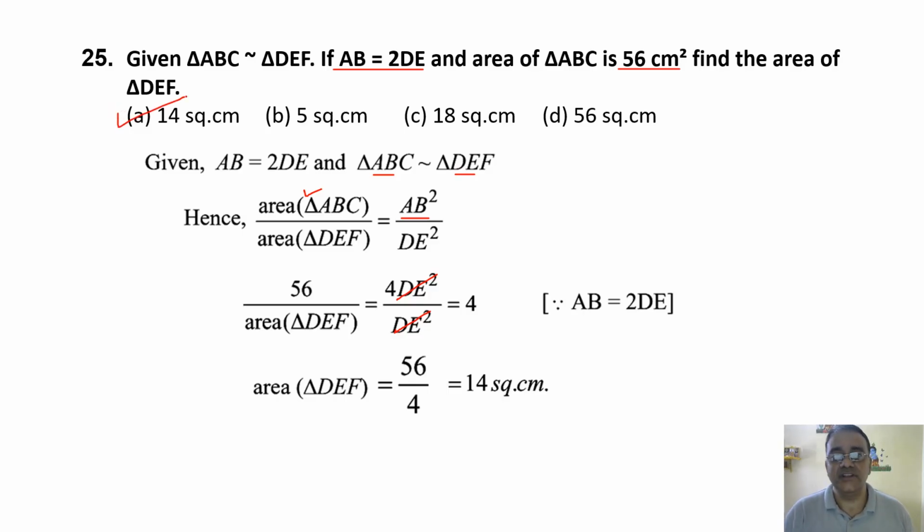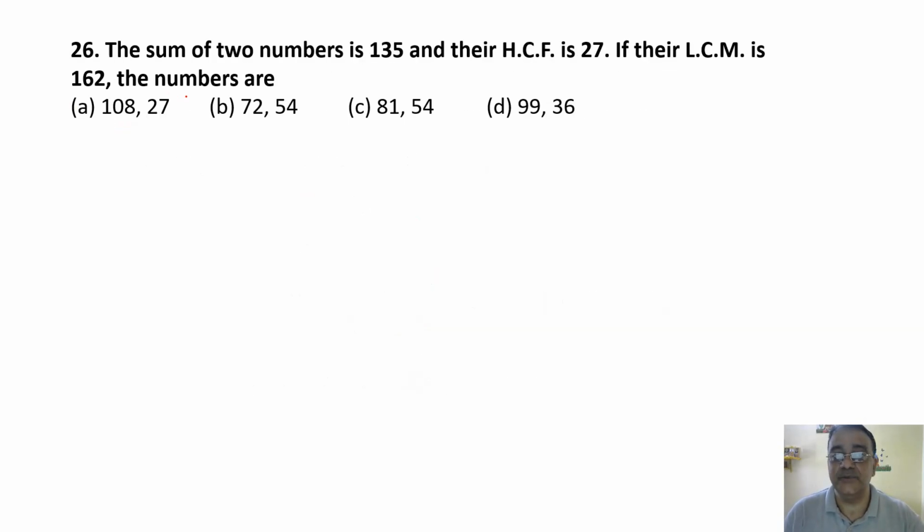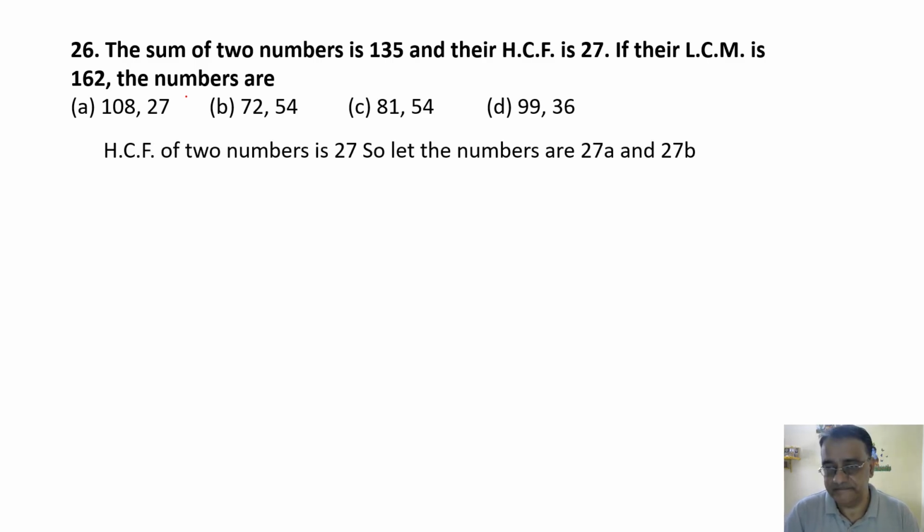Now we are moving toward the next question, question number 26. The sum of two numbers is 135 and their HCF is 27. If their LCM is 162, then the numbers are dash. So HCF of two numbers is given 27. So we can take the two numbers as 27x and 27y, or 27a or 27b, right?